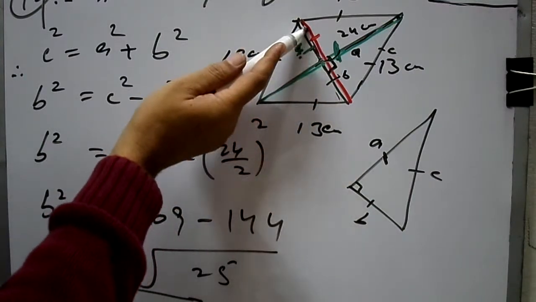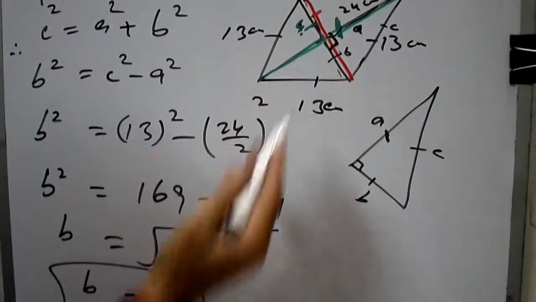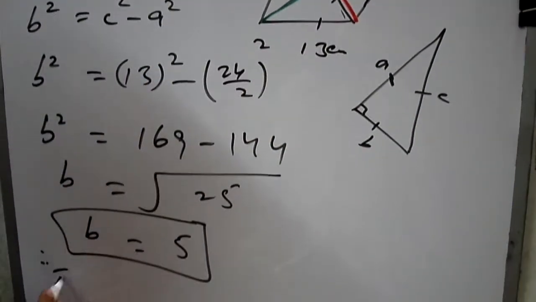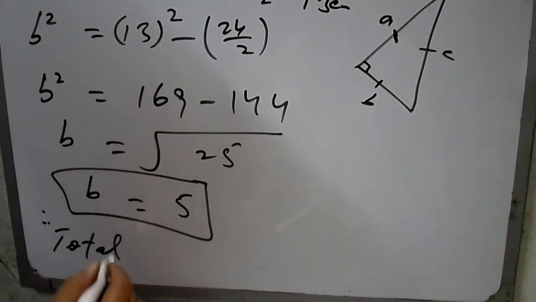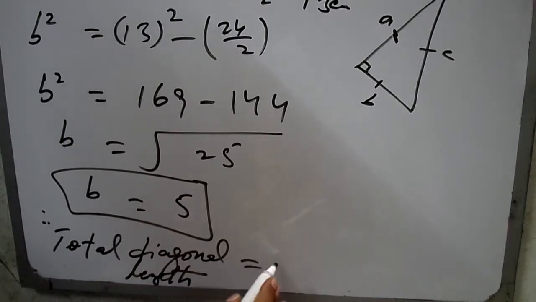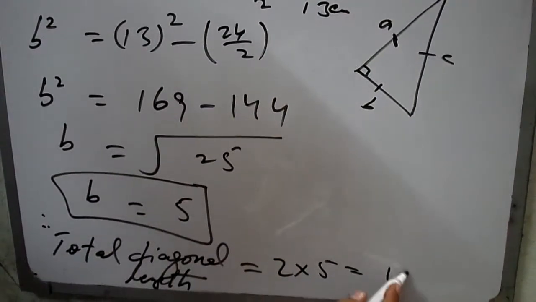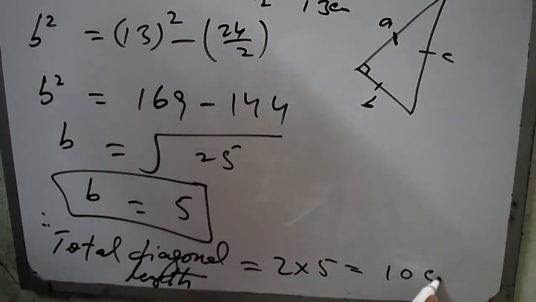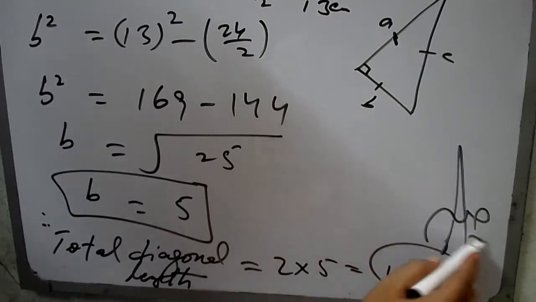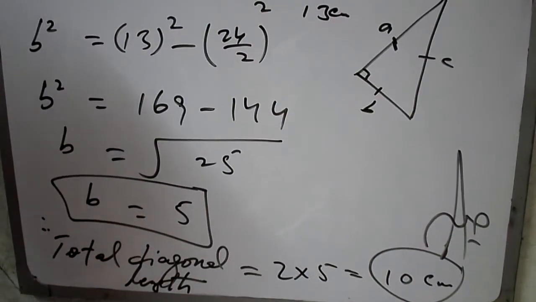This value is equal to 5, but we have to find the value of the full diagonal, the full red color. If one side is 5, the total diagonal length will be twice that, so 2 multiplied by 5, you will get 10. So 10 centimeter is your required result. I hope that you will understand it. Now coming to question number 13.